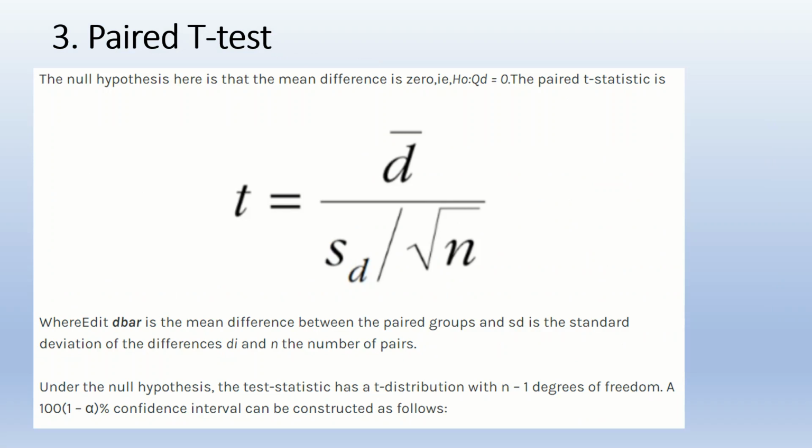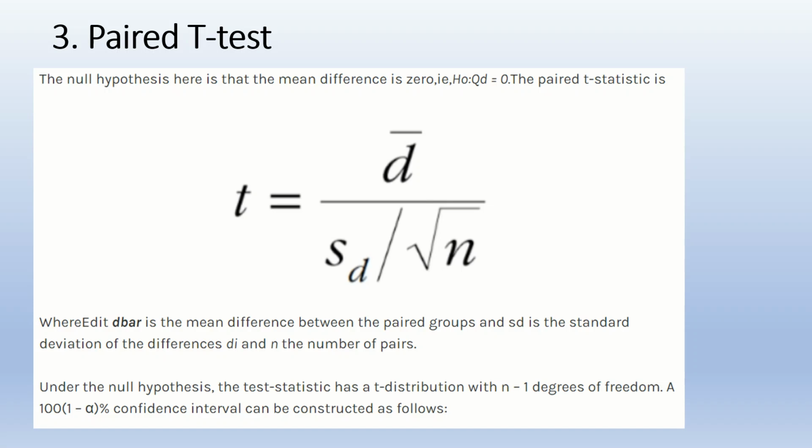For the paired t-test, we use a D instead of a mean. D bar is the mean difference, because we said the second mark is dependent on the first mark. So we subtract the second mark from the first mark, and we get the mean of that difference over SD over square root of n, the standard error, where SD is the standard deviation of the differences.